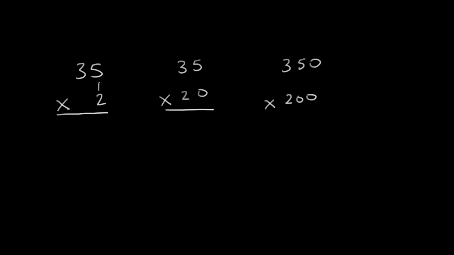2 times 5 is 10. Put the 1 up here. 2 times 3 is 6. Add the 6 and the 1 together to get 7. So that means the answer is 70.